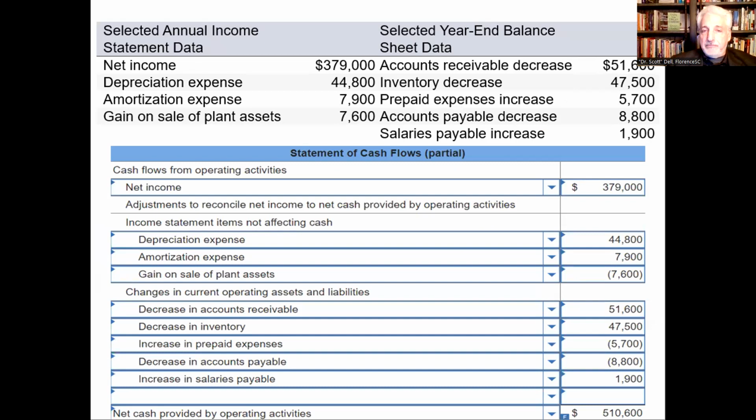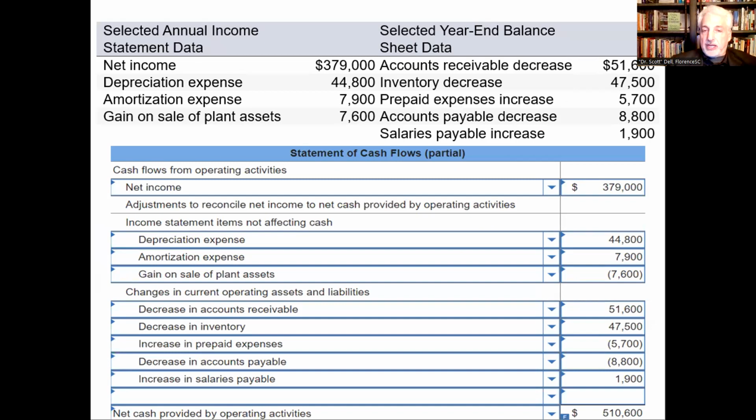Start with net income, add back depreciation expense, add back amortization, deduct our gain on the sale because that was a non-cash gain. Decrease in AR, plus. Decrease in inventory. Okay, we sold more than we bought. Increase in prepaids. Okay, our prepaids increased. We haven't used them up as an asset. So when we have an increase in an asset, it's a use of funds.